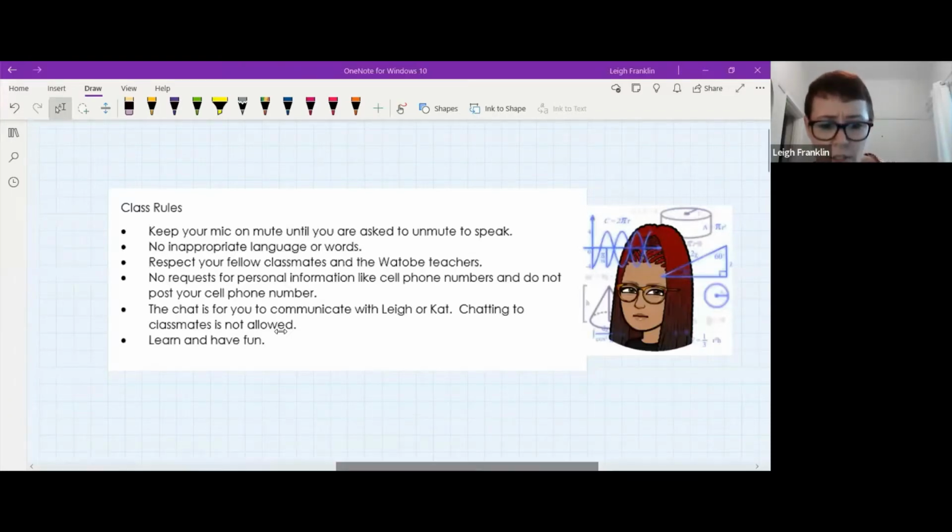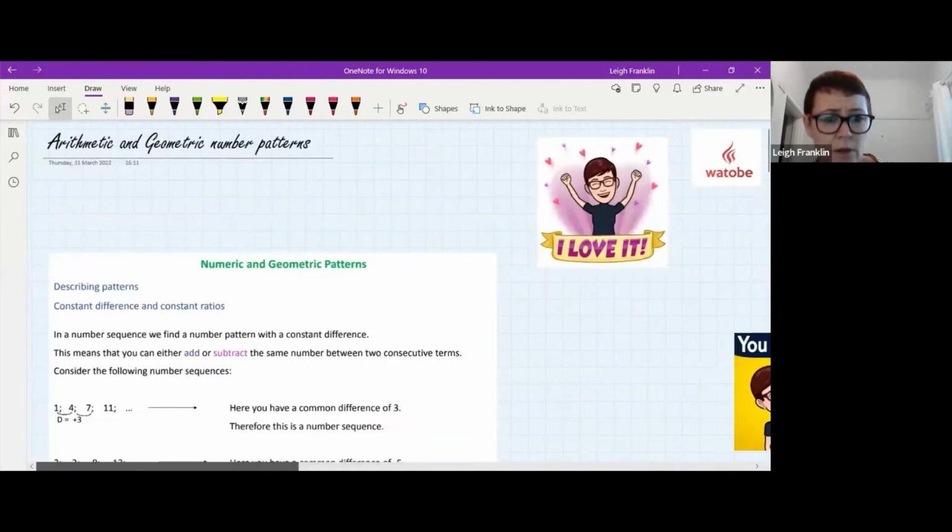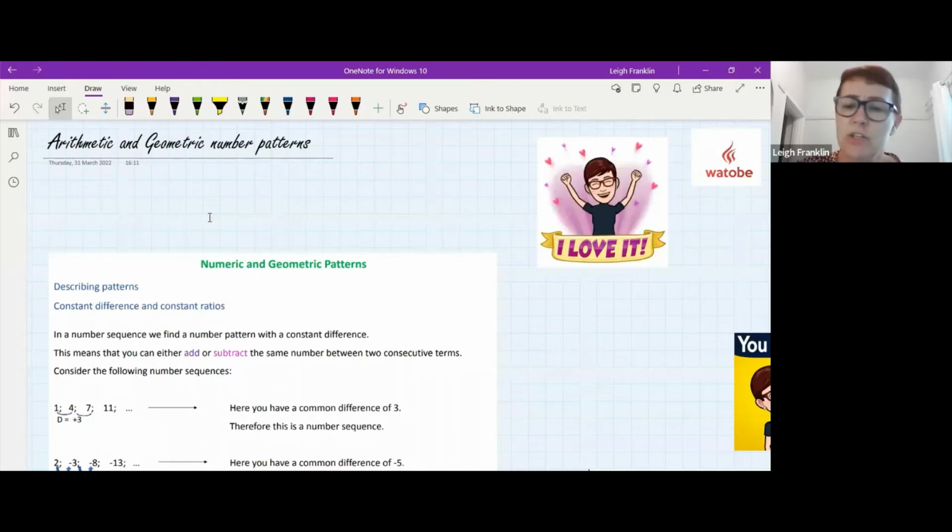All right, let's get started on our lesson. Okay, so we are talking about arithmetic and geometric number patterns. What we need to be able to do in grade 7 is describe patterns, extend them by 2, 3, 4, maybe even 5 terms, just depending on what they ask us to do. They also want us to be able to find the rule for a term, but we're not going to do all of that today.